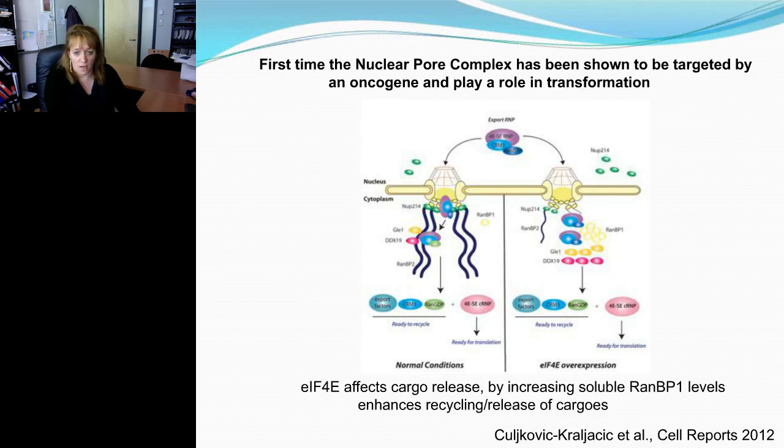In particular, what we see here is that EIF4E is most likely promoting cargo release, or the release of its RNA, RNP, into the cytoplasm by eliminating the steric hindrance of the presence of RanBP2 in these 4E overexpressing cells. This permits more effective cargo release of the RNA into the cytoplasm so it can then go on and be translated, and enhances recycling and release of cargoes so that the factors that are important for export can now go back more quickly to the nucleus and allow further rounds of RNA export.